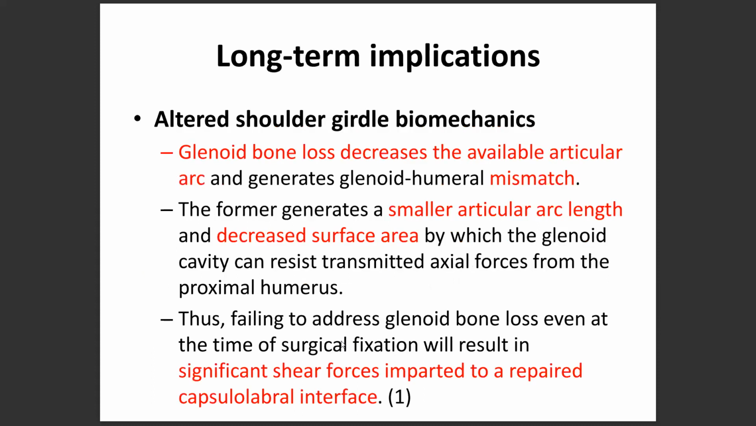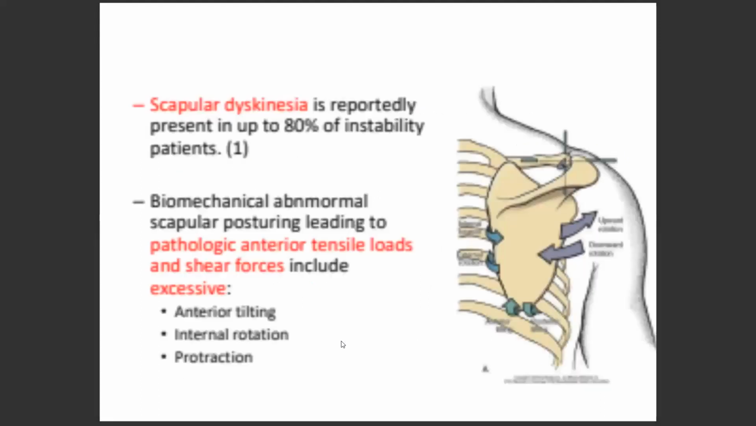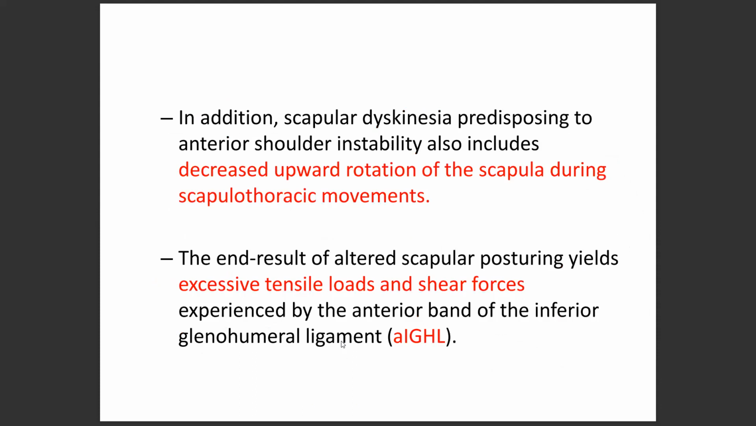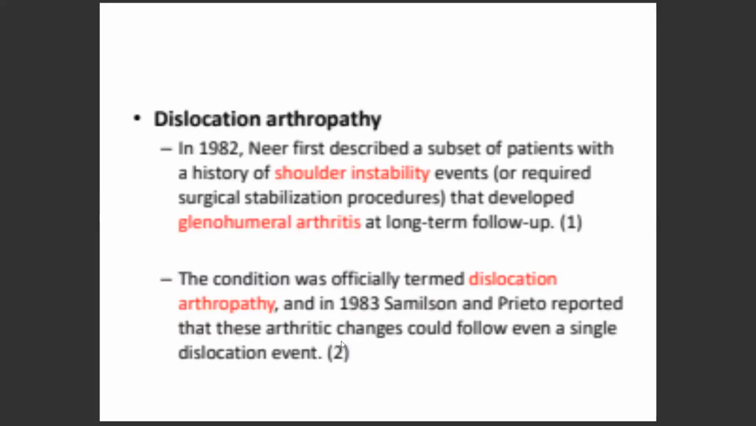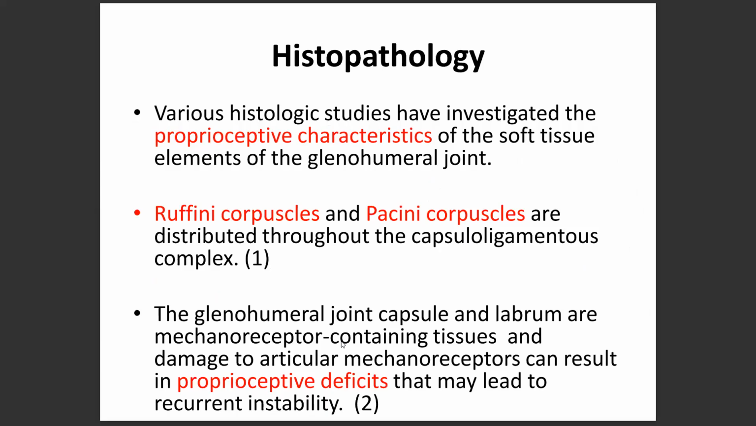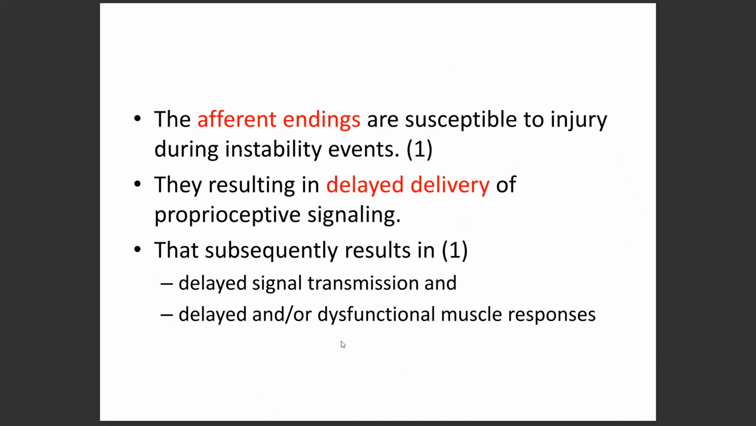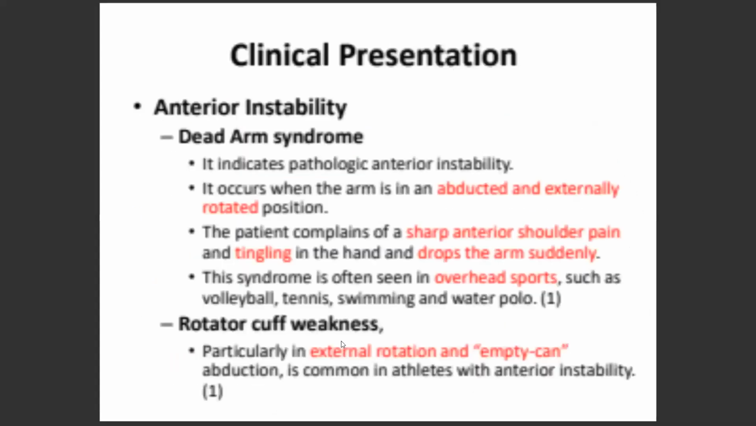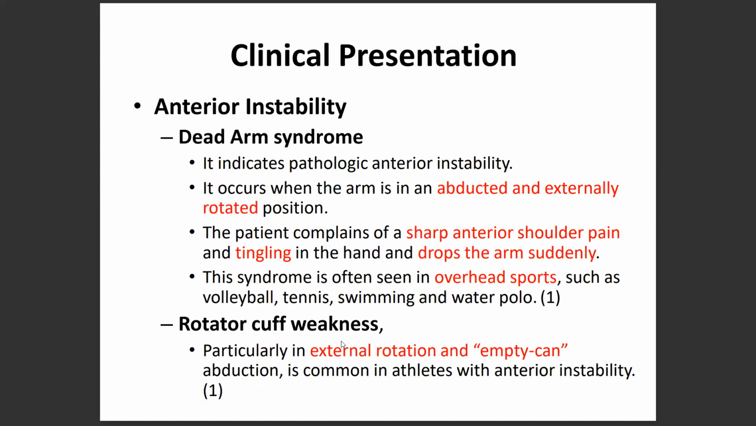We then discussed the long-term implications, in which we covered the alteration in the biomechanics of the shoulder girdle. We discussed recurrent instability and dislocation arthropathy. After that, we discussed the histopathology, the different changes that occur in the tissues after shoulder dislocation. At the end, we discussed the clinical presentation of a patient with shoulder instability.